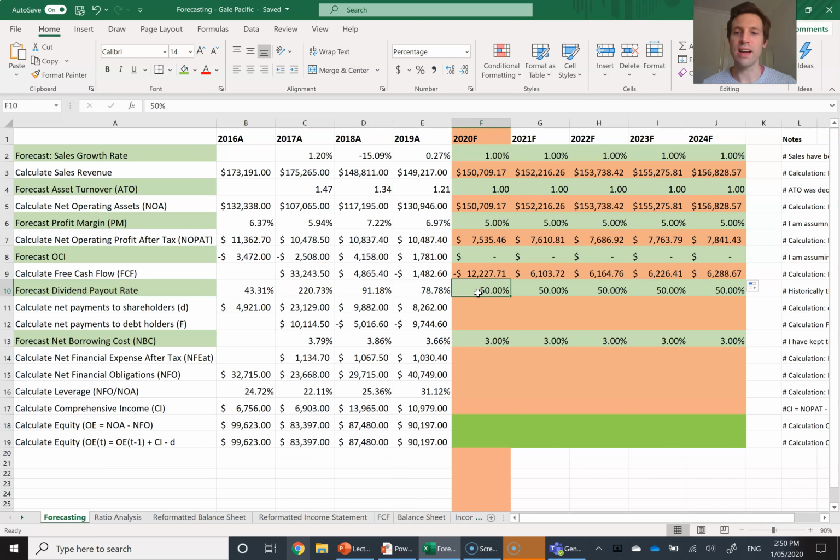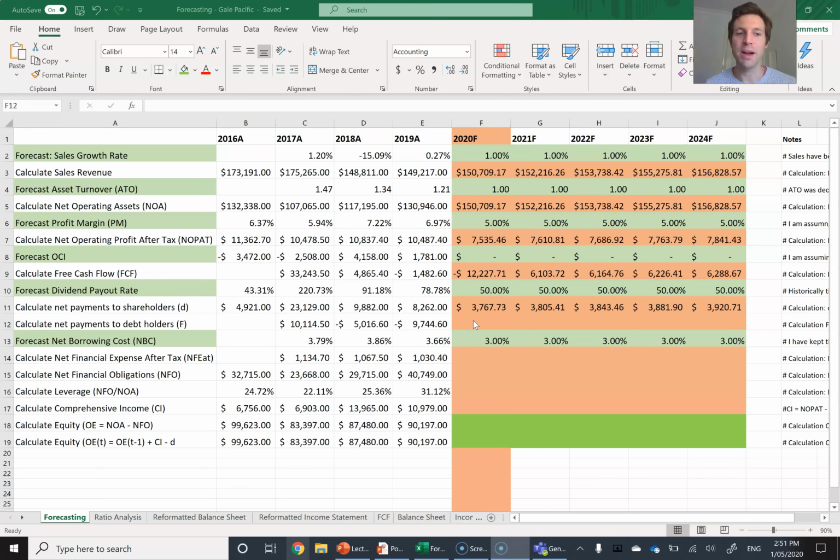I've set our dividend payout rate as 50%. And that is 50% of my firm's NOPAT. 50% of my firm's NOPAT, I expect to be paid as dividends each year. So when I next calculate the net payments to shareholders, I say my 50% dividend payout ratio times my net operating profit after tax. I expect the company's going to earn a profit of about 7.5 million. I'm going to pay about 3.7 million to my shareholders.